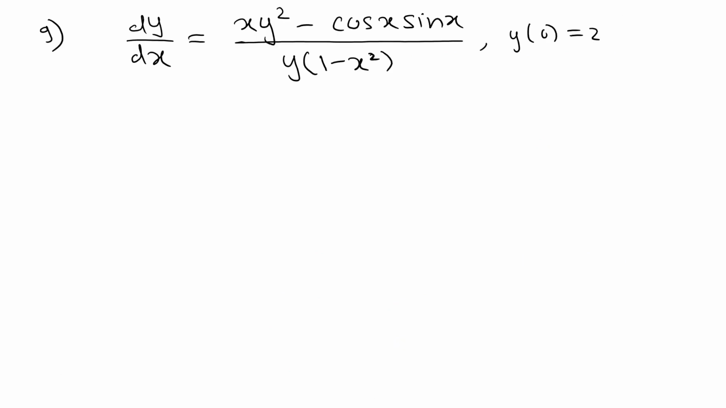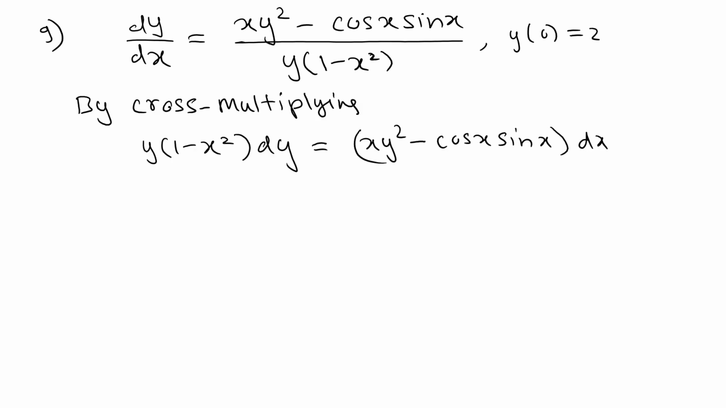So now we have an equation in a different form. It's in normal form now. So dy/dx equals (xy² − cos x sin x)/(y − x²). So what we can do first is write them in the linear form. So let's do that by cross multiplying. And then we can bring all the terms to one side, having the dx term first. That's going to change the signs of these ones.